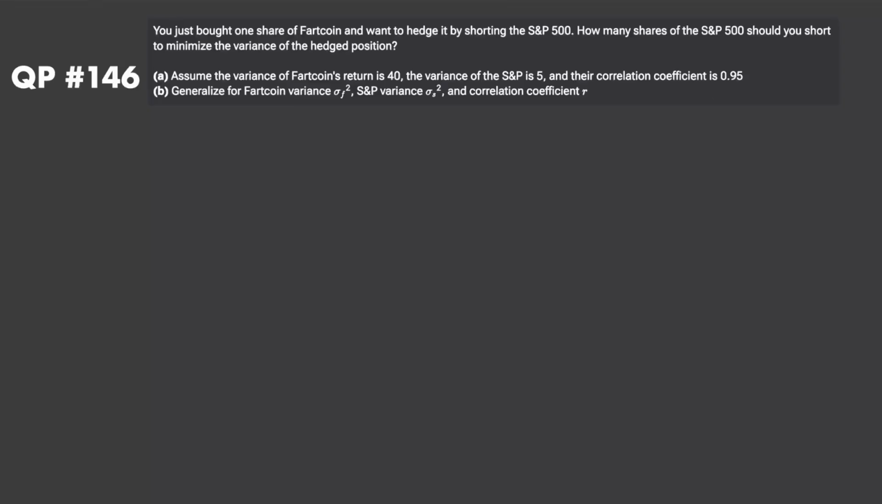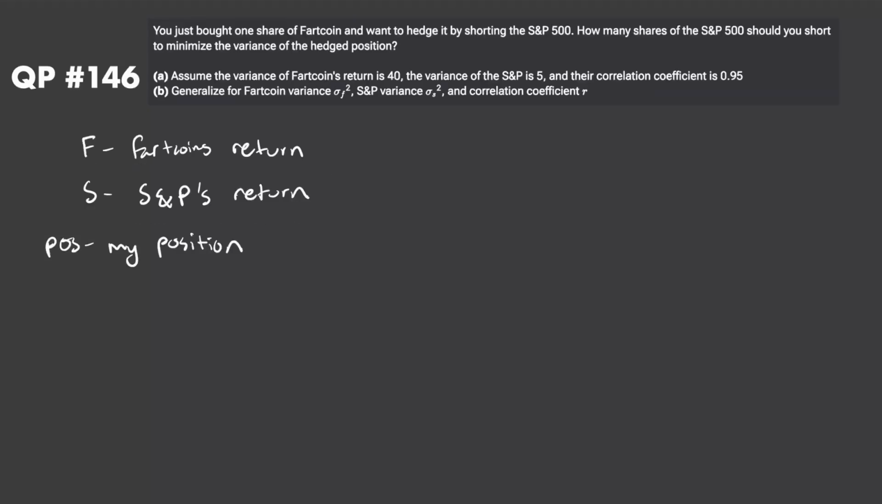There's not actually much financial stuff that you need to know in this question. You just have to know that shorting means that you bet that this one's going to go down, and when you buy something, you bet that it's going to go up. Whether it goes up or down for both of these is going to be a random variable. So I have F representing Fartcoin's return and S representing the S&P's return. Then if I let POS be the random variable representing my position, it's just going to be a sum of these two random variables.